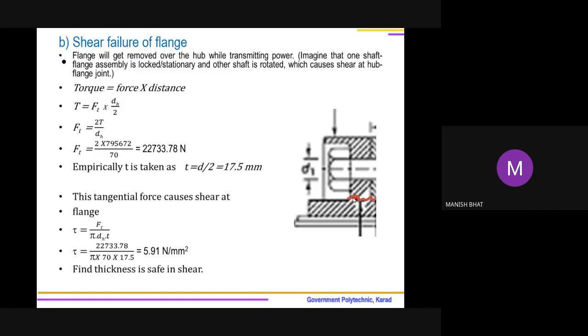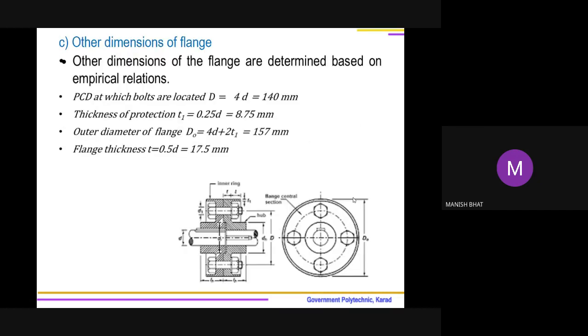So this dimension can be finalized. DH is 70 mm, the length of hub LH is 54 mm, whereas the thickness of flange will be 17.5. Other dimensions we can also find empirically. The pitch circle diameter is taken as 4 times diameter, 140. You are observing that there is a protection. The thickness of the protection is 0.25 times D, so it is taken as 8.75. The outer diameter, as protection is provided, will be 157 millimeter, and the flange thickness we have already calculated.